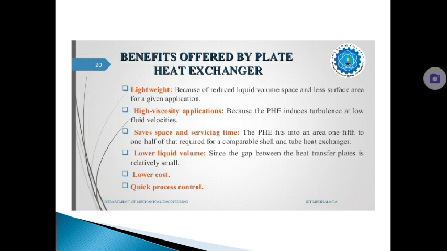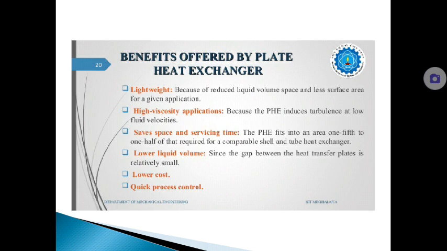Then the benefits offered by this plate heat exchanger. What are the different advantages of this kind of heat exchanger? It is lighter in weight, and it is a very compact structure, so it requires less space. It is easy for maintenance and easy for cleaning. It is economical, requiring less cost, and it suits high viscosity applications.